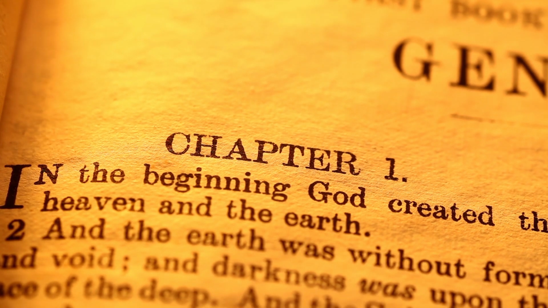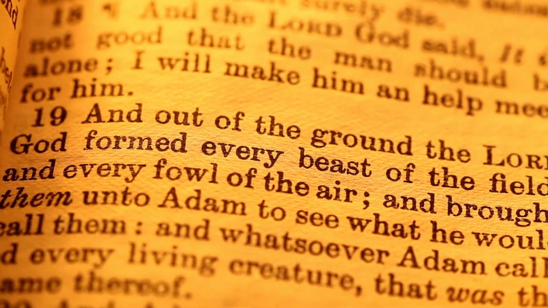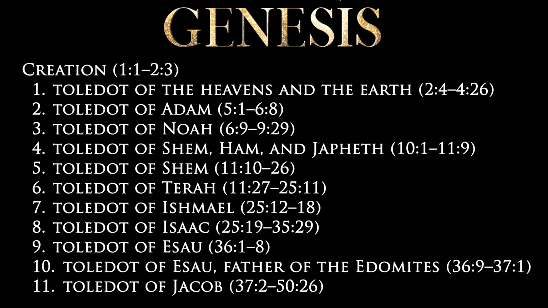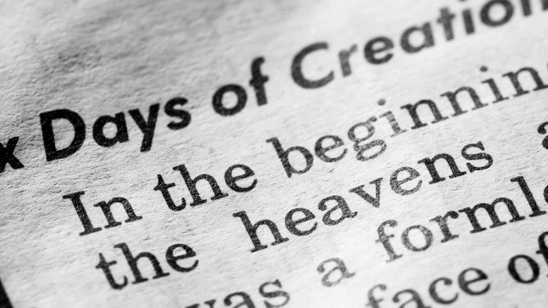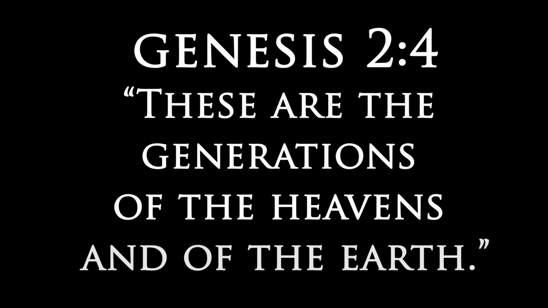Next, we need to understand how Genesis is laid out. While our Bibles today break Genesis into 50 chapters, the original text is actually broken into 11 sections called toldots, which mean to bear or to generate in Hebrew. Genesis 1 provides the introduction, the overview of the creation of the entire universe in 6 days, which precedes the first toldot that begins in Genesis 2 verse 4. These are the generations of the heavens and of the earth.